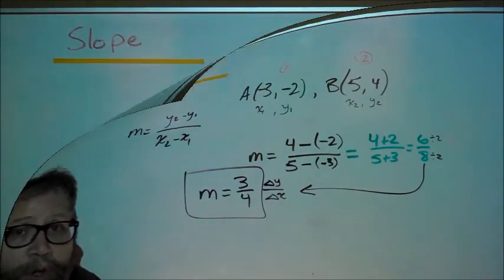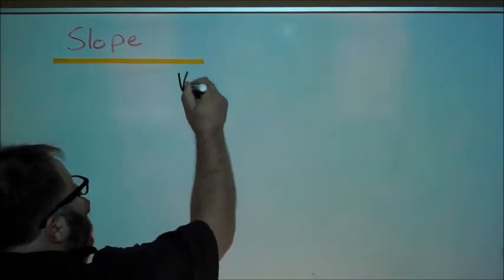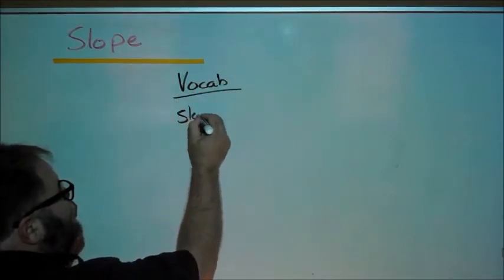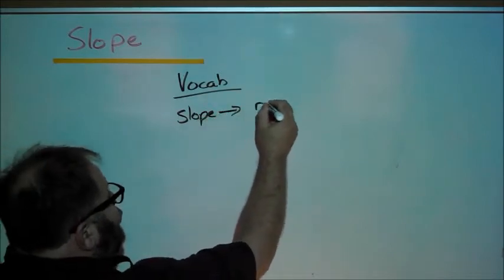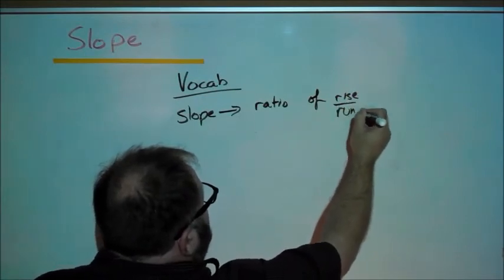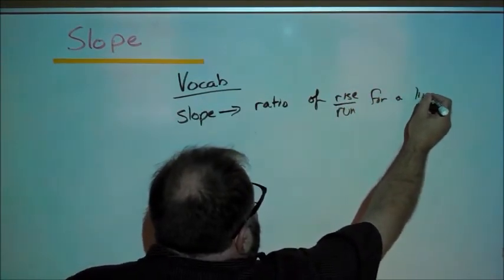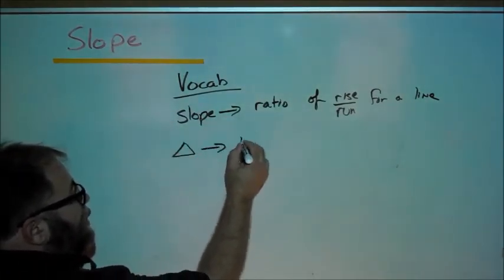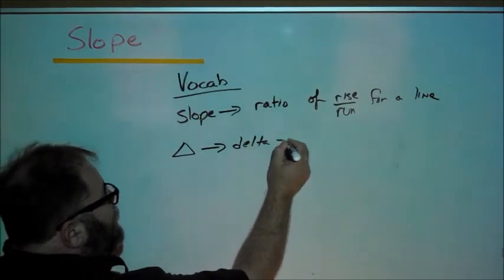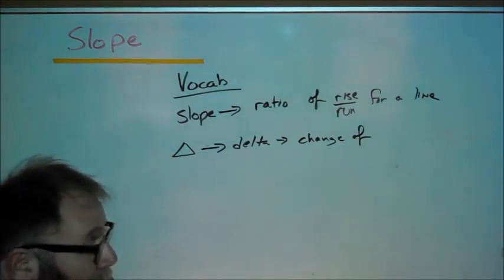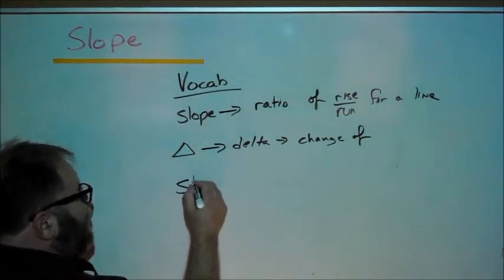There's a lot we can tell from slope. Vocabulary and formulas. Let's look at what we've got here. Let me write our vocab, so just to make sure that we're all on the same page here. First of all, we have slope. That's a big one, and that is a ratio of rise to run for a line. We also have, let's get this in there, that is delta, which means change of.